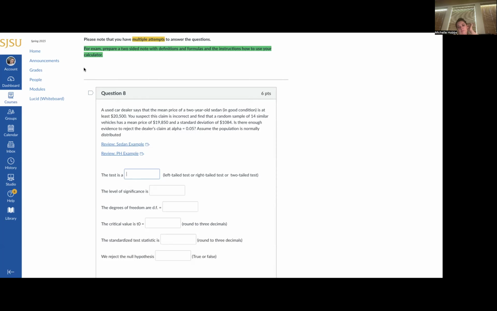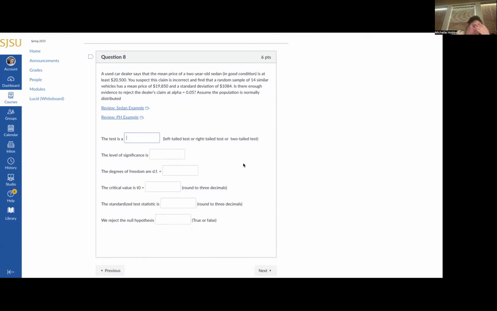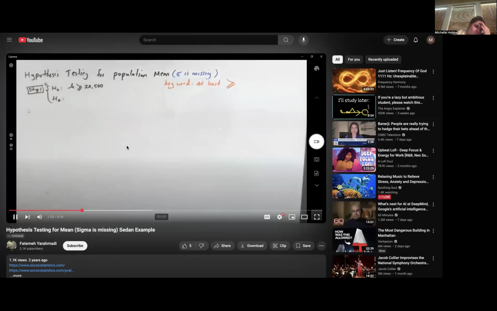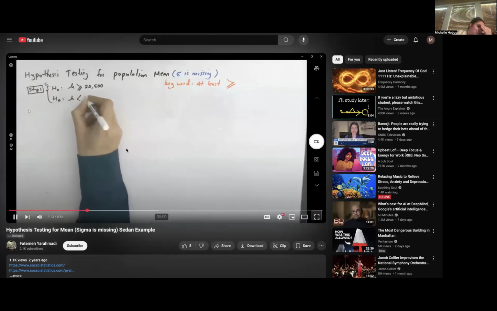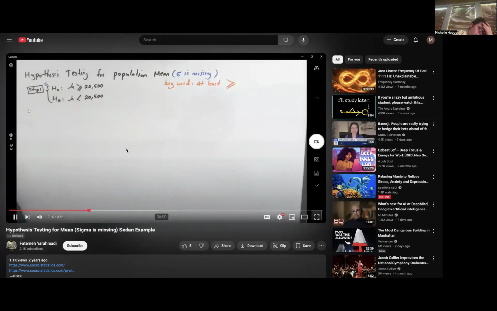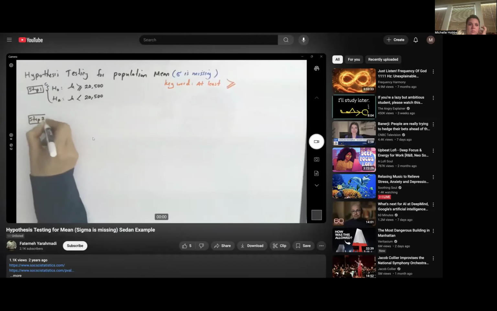Since it has equality, the null is given to us. The null hypothesis says the mean price is larger than or equal to $20,500. This is the claim of the dealer, so you write the claim, C, next to your null hypothesis. The alternative hypothesis, the opposite of larger than or equal to, is less than: mu is less than $20,500.